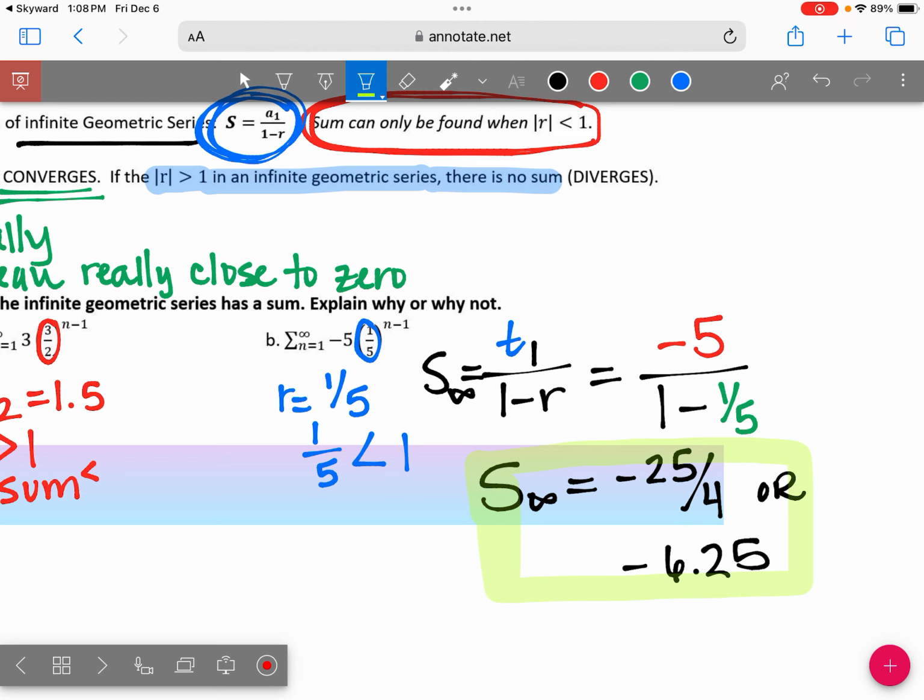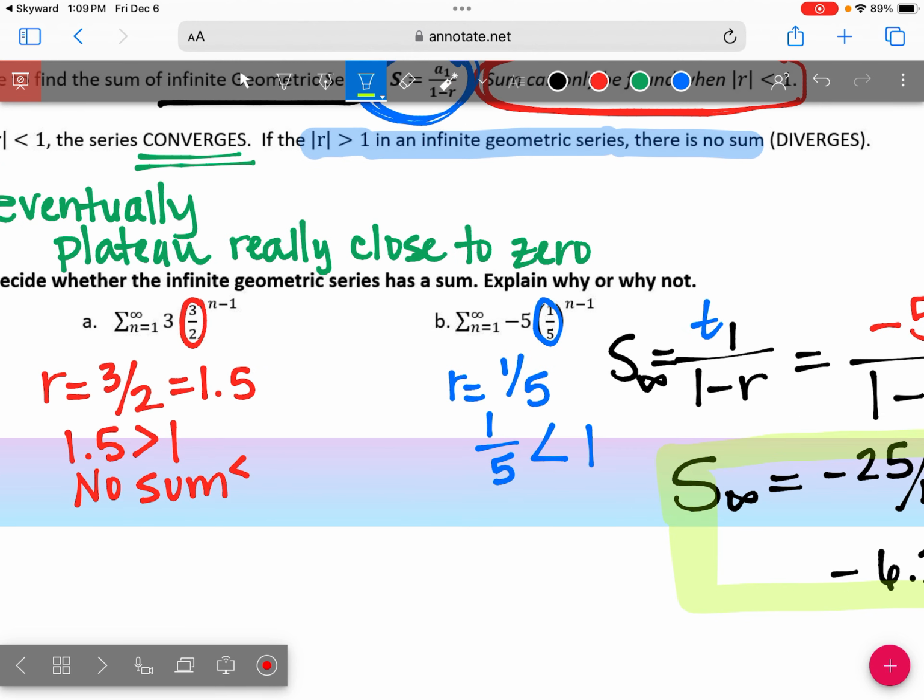On the quiz next Wednesday, there's going to be 2 questions. One of them has a sum, one does not. You have to know when you're using a formula and when you simply say no sum. So the answer to A is just no sum. It has no sum.